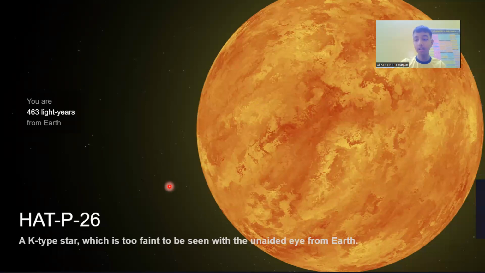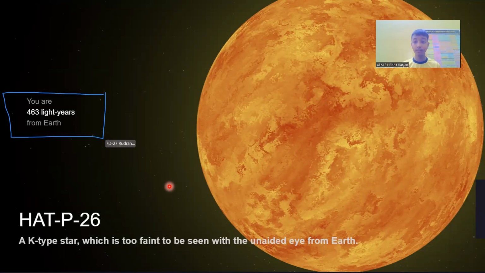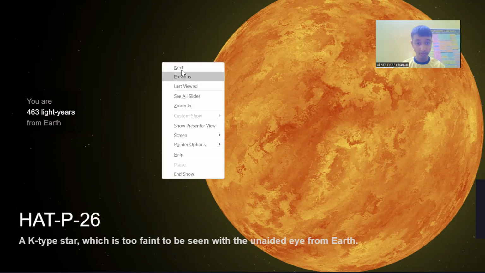Its distance from the Earth is 436 light years. Just as I told in the example, it would take 436 years for us to reach HAT P26, even though we travel at the speed of light. It is a K-type star, which is too faint to be seen from the unaided eye of Earth.